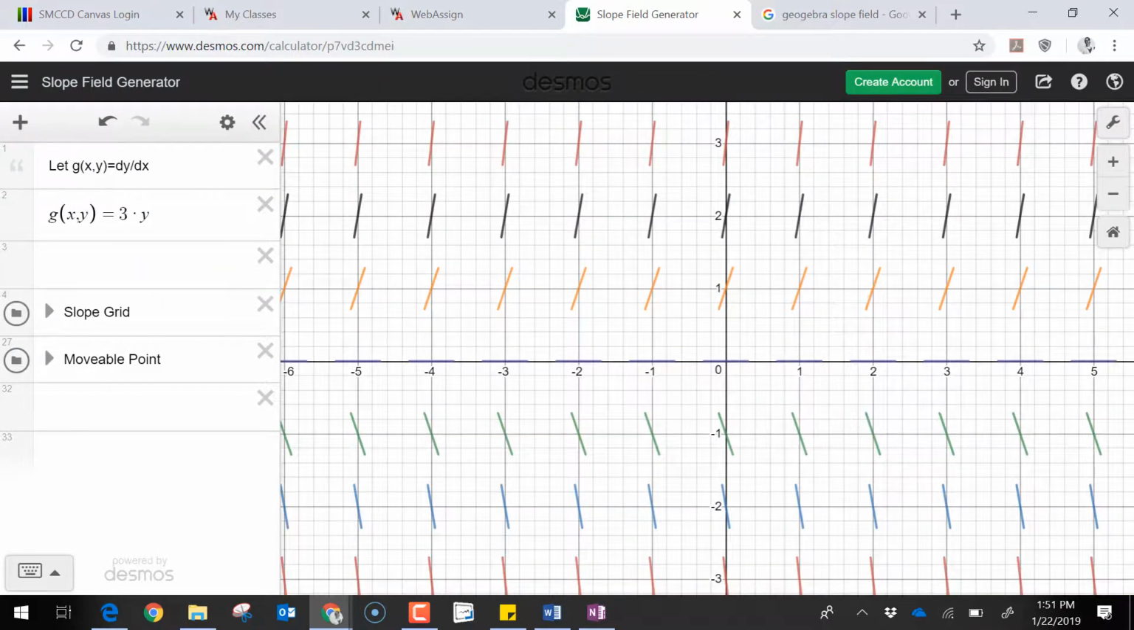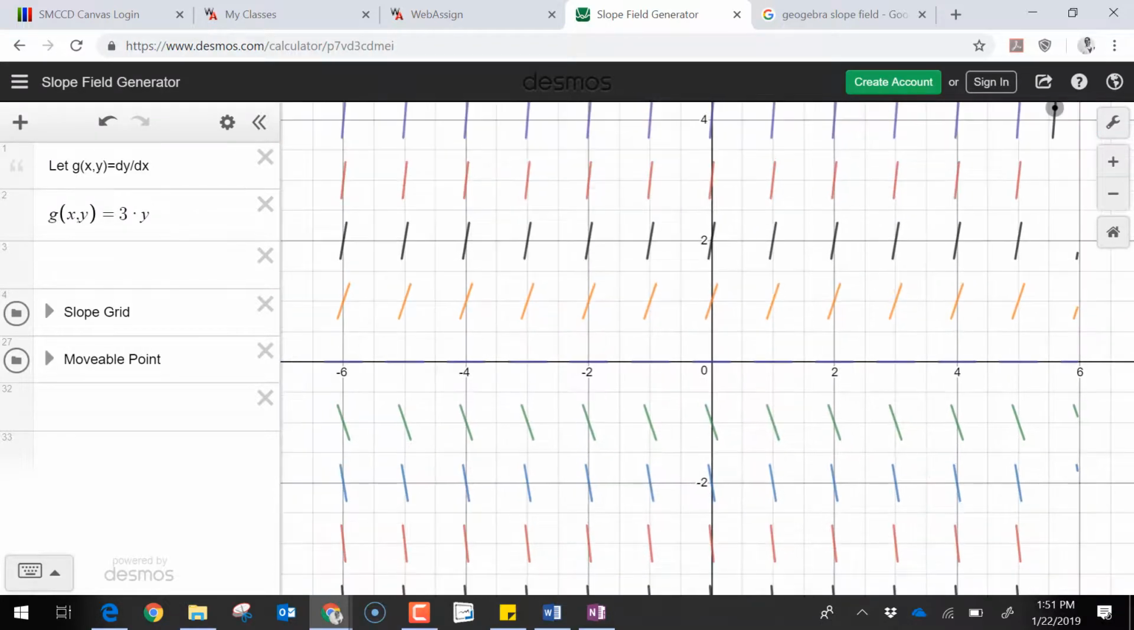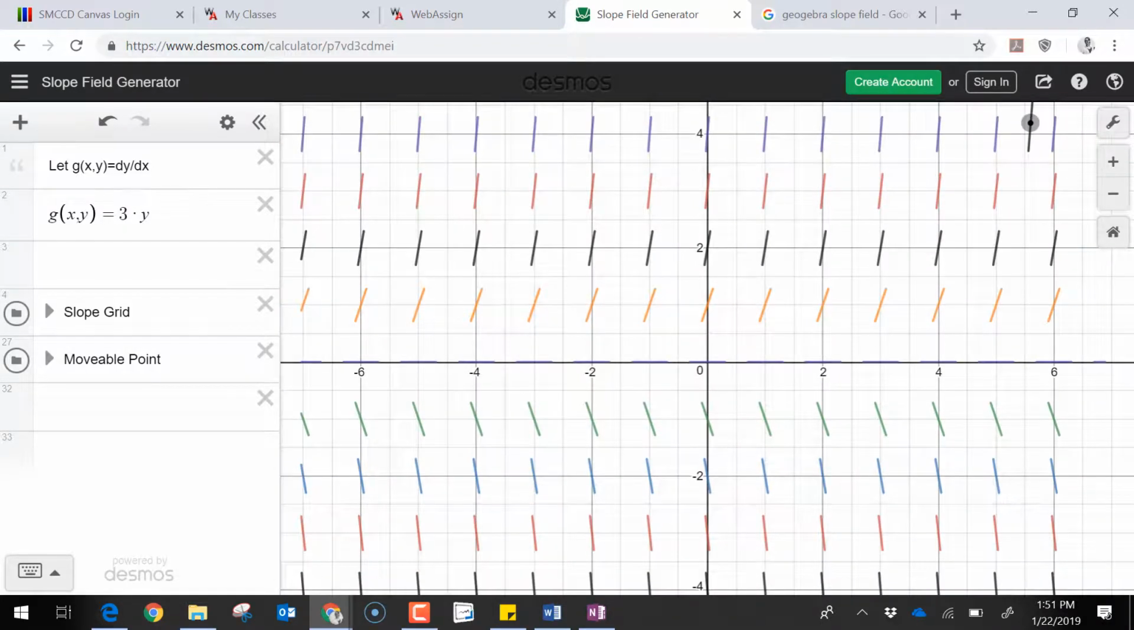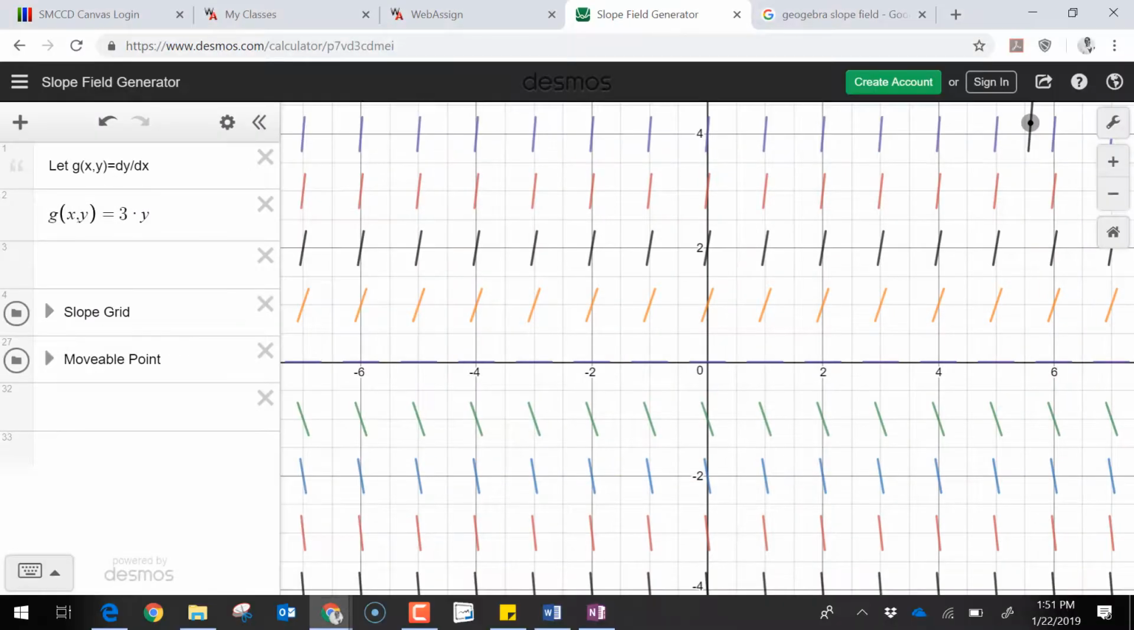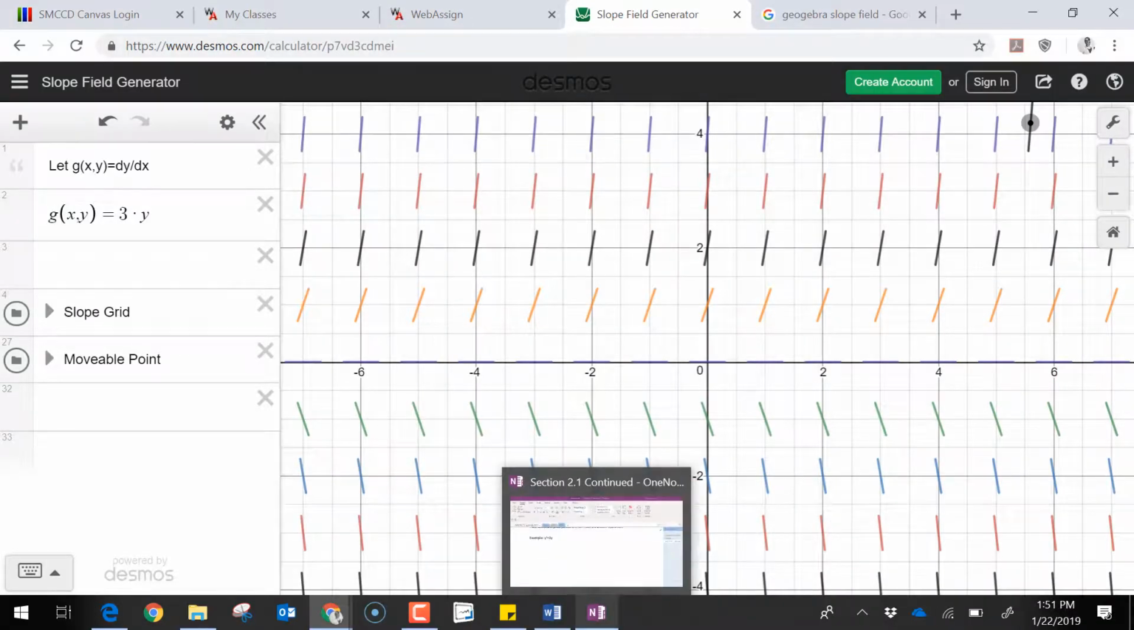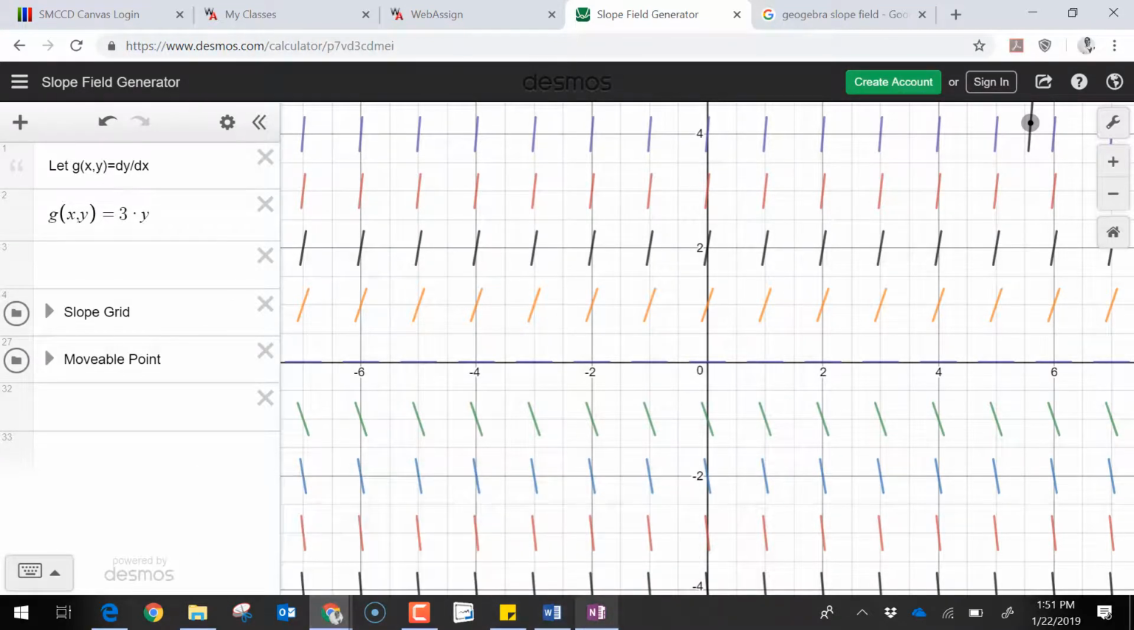So our graph then, you can really just take a snippet from one of the x columns, right? Now let's imagine a solution curve going through this. Let's see if we could do it by hand.